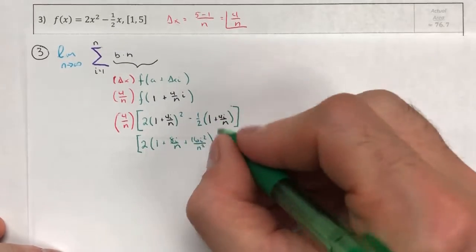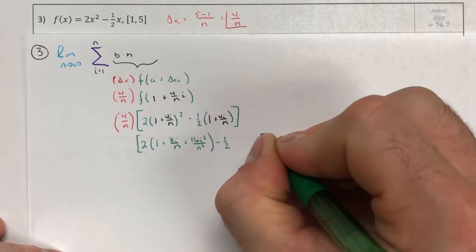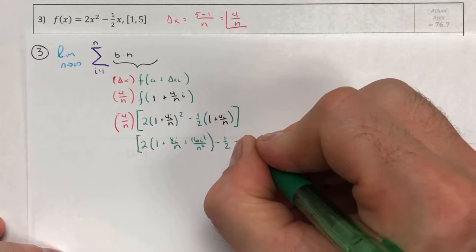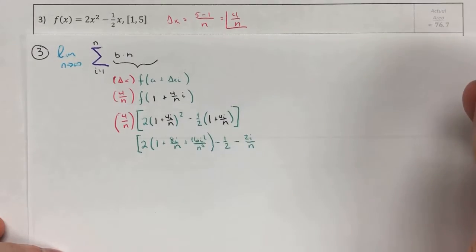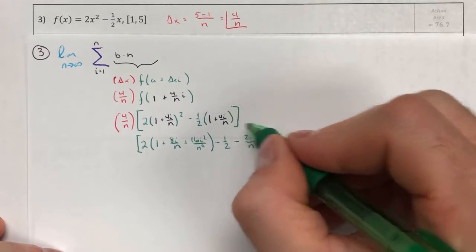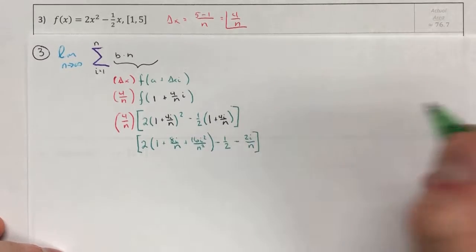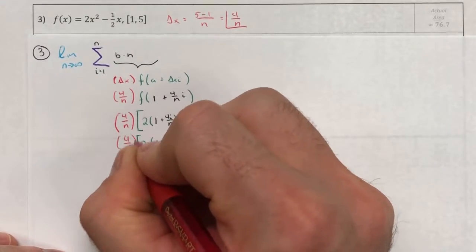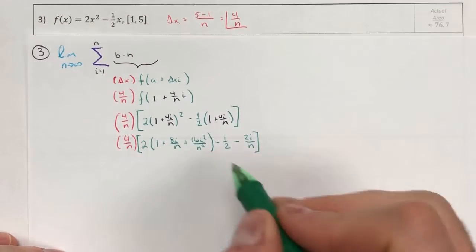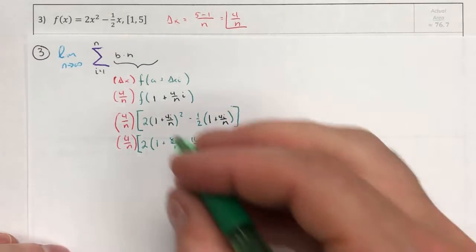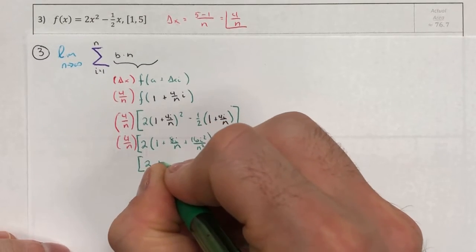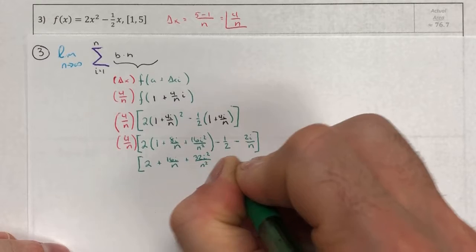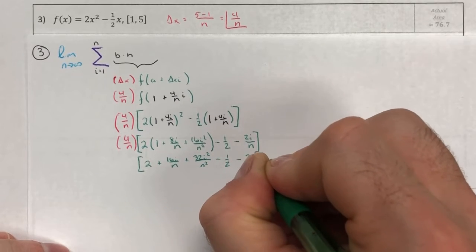I'm also going to distribute this 1/2 into there. So minus 1/2. Let's see, 4 divided by 2 is going to be 2, so minus 2i over n. Or I could put 4i over 2n, which I would then later reduce, but there we go. We have that. Next, I'm going to distribute this 2 into there so that I can start combining these things with unlike denominators. So that's going to be a 2 plus 16i over n plus 32i squared over n squared minus 1/2 minus 2i over n.